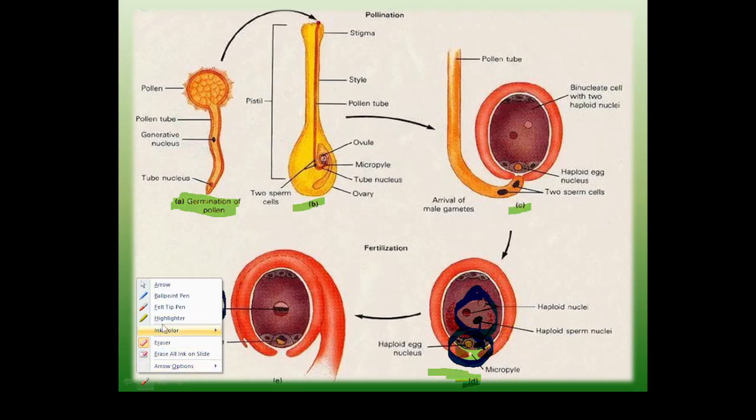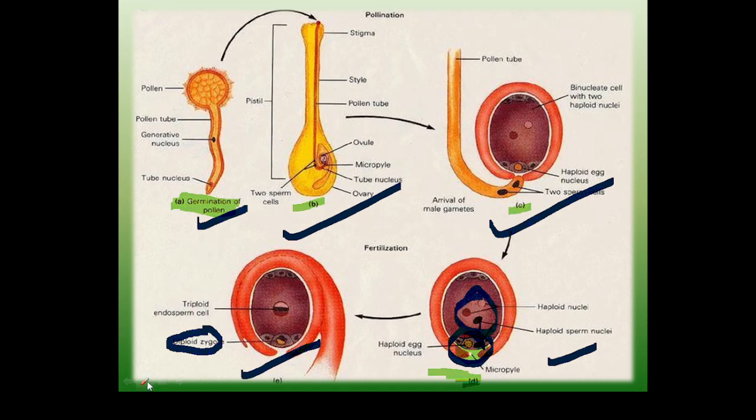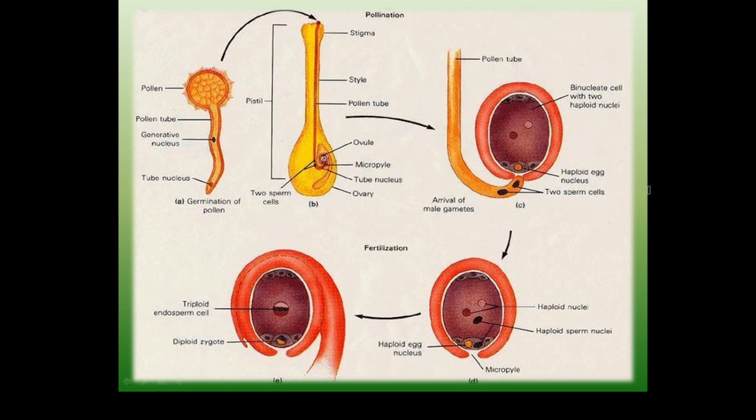Got it? You can see the picture once more. I will remove all the ink. Just see here, A, B, C, D, E. I have removed all the ink so that you can understand this picture. At A, there is the germination of pollen. B, the pollen tube has already grown and it is going to the ovule. Next you have seen the closer look of the ovule.